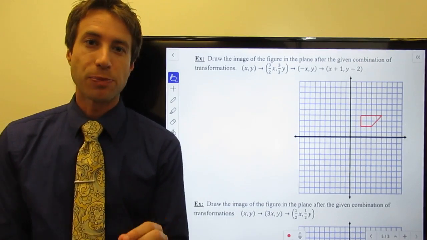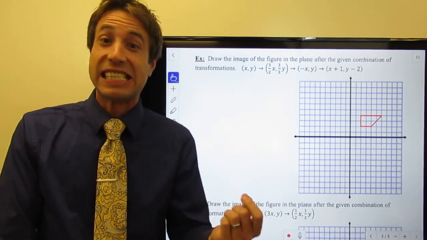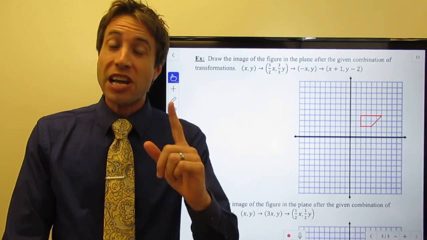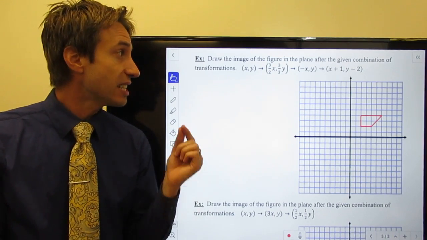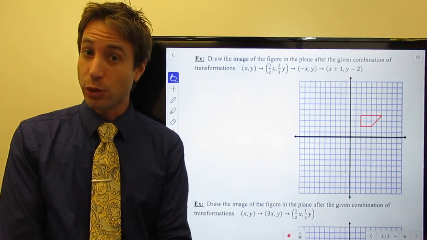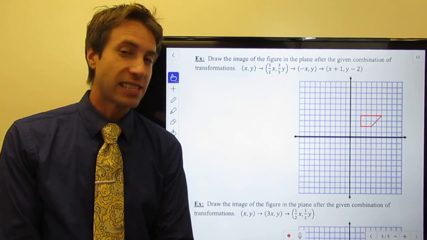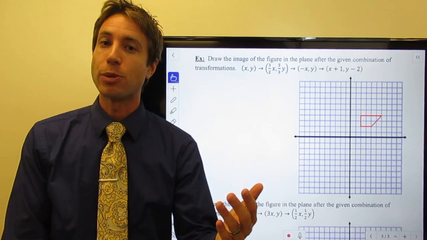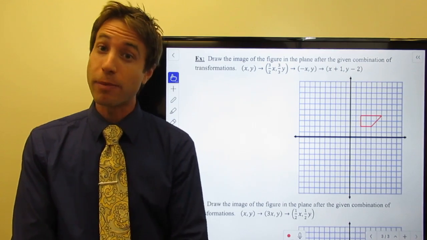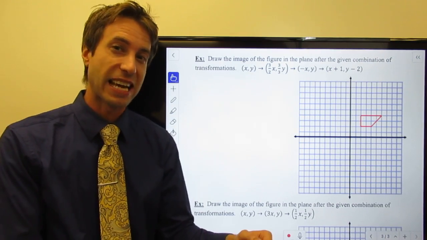Hey guys, welcome to this page of the notes, and again what we're doing is sequences of transformations. Now I'm going to give you the transformations in a slightly different way. You should still recognize it though, we have seen these before. Let's just go ahead and jump right into these to see how they're going. Hopefully you tried them on your own and you're just coming back now to check and see how you did.